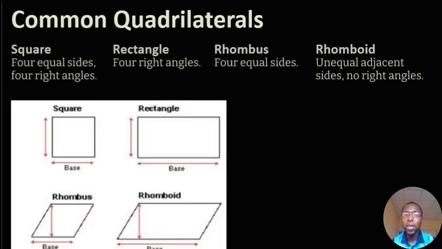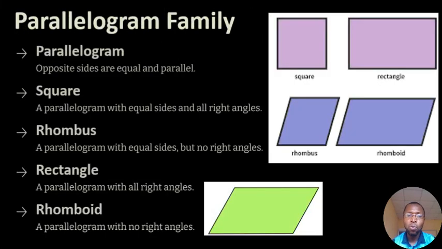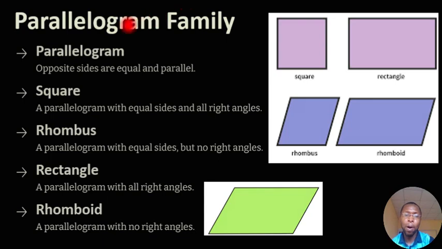Okay, so having said that, can we now talk about the family of parallelograms? Parallelograms are quadrilaterals that have their sides parallel, right? So number one is the parallelogram itself. For a parallelogram, opposite sides are equal and parallel. You see here, this is an example of a parallelogram. The opposite sides, this side here and this side here, are equal and parallel. Then the other sides, this side and this side, are also opposite, equal and parallel. So this is a typical example of a parallelogram.